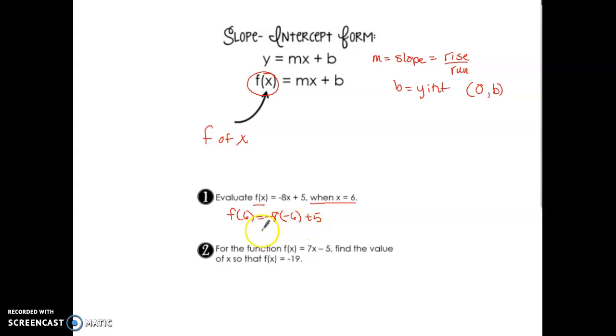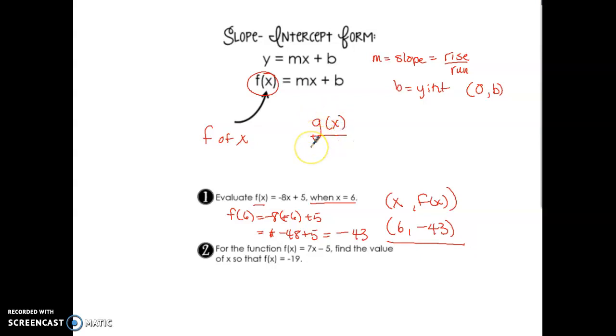Well, now you can see you can simplify this. Sorry. You're going to get negative 48 plus 5. So you get f of x is actually equal to negative 43. What this means is when x is 6, f of x, or y, is negative 43. This is a point on this line, f of x. Sometimes we use different notation, g of x, and it's just to identify a different line on the graph.